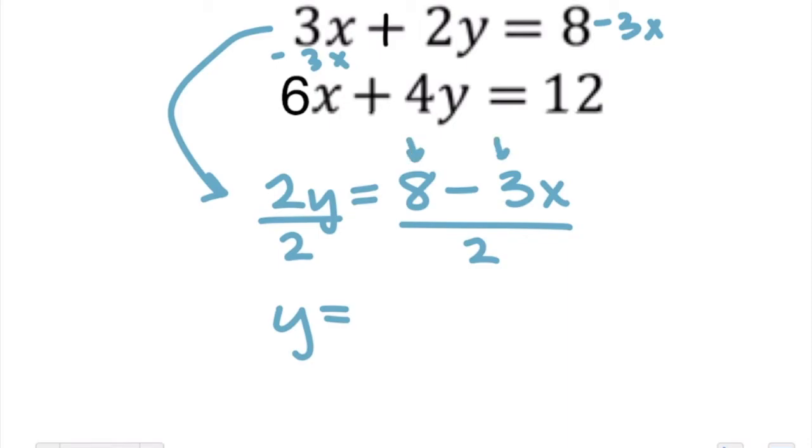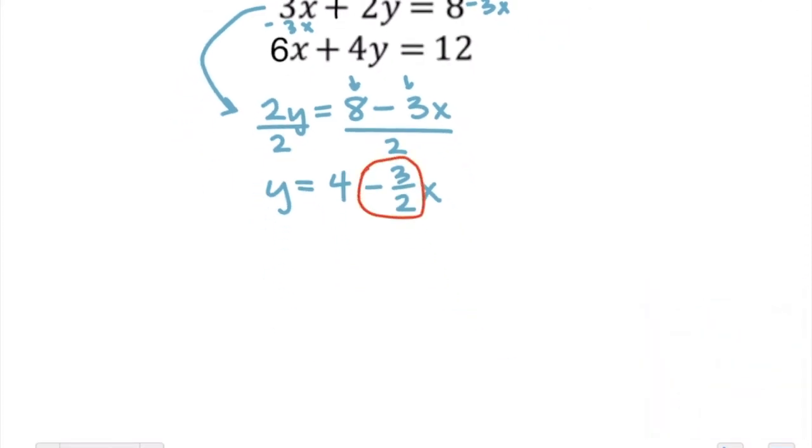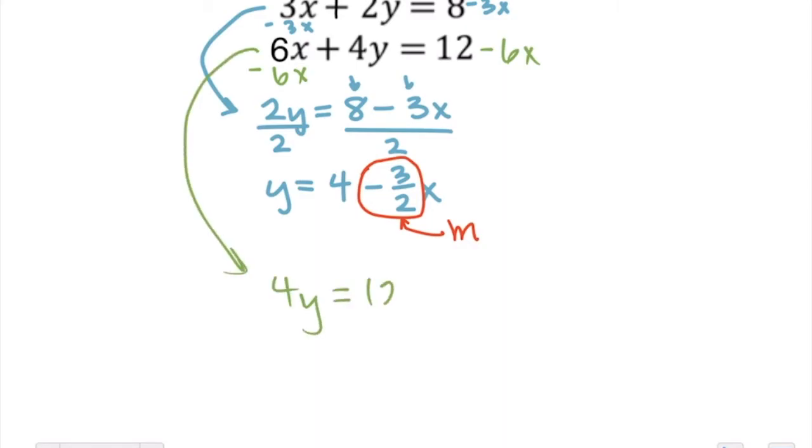So 8 divided by 2 is 4, and then negative 3 over 2 can just be left as negative 3 halves x. What is our slope? It's our coefficient of our x value. So our slope for that first equation is negative 3 halves. All right, so for the second equation, I'm going to get y by itself again. So I'm subtracting 6x from both sides, and then I end up with 4y is equal to 12 minus 6x.